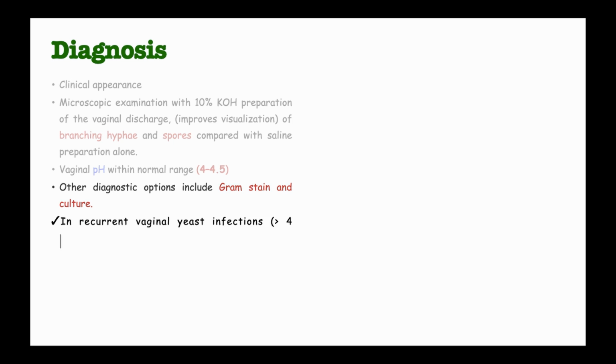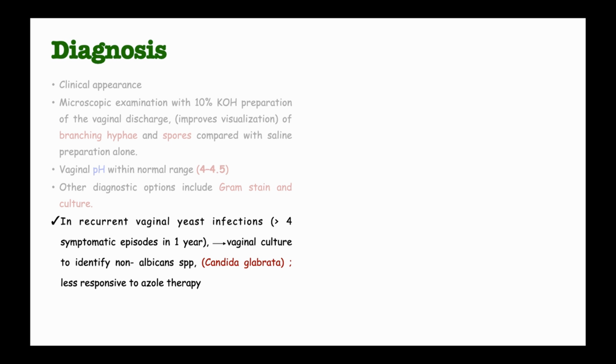Now, in recurrent yeast infections, more than four symptoms or episodes in a year, then vaginal culture should be obtained to identify the presence of a non-albicans species. An example of this non-albicans species is the Candida glabrata. And these species are usually less responsive to the azole therapy. And so you may not know which species is causing the candidiasis. And so if the woman presents with vaginal candidiasis more than four times in a year, then you must go ahead to take a vaginal specimen for culture to differentiate whether it is Candida albicans or Candida glabrata.